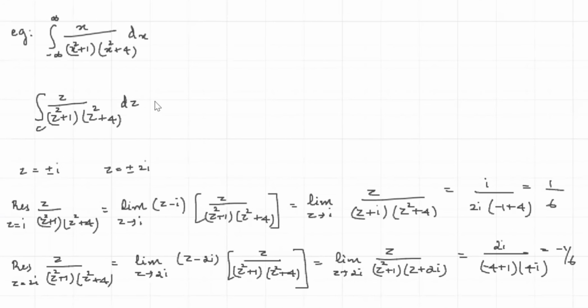Hence, this integral value is equal to 2 pi i times the sum of the residues at z equal to i and 2i, and that is 1 by 6 minus 1 by 6, which is equal to 0. Hence, this integral from minus infinity to infinity of x by (x square plus 1) times (x square plus 4) dx is equal to 0. That's how we convert a real improper integral into a complex integral and evaluate it using the residue integration theorem. Thank you.